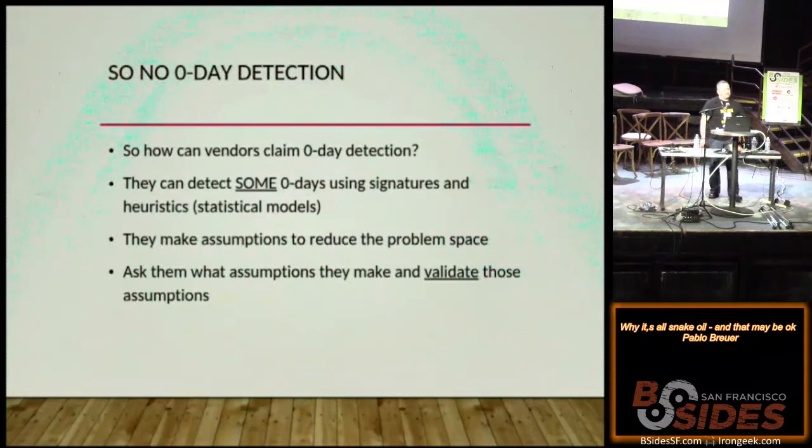All right, so no 0-day detection. So how do vendors claim this? Well, they claim that because they can detect some 0-days. And some of them can. They've got some really smart people that work at these vendors, and they do it using signatures and heuristics and statistical models. And yeah, you can detect some things like ROP chains on occasion, but you're not going to detect all of them. They make assumptions to reduce the problem space so that they can solve part of the problem. So the trick as a customer is to ask them what assumptions they made and then validate those assumptions. How are you doing what you were claiming that you're doing? What assumptions did you make? And let me make sure that they make sense in my real world.